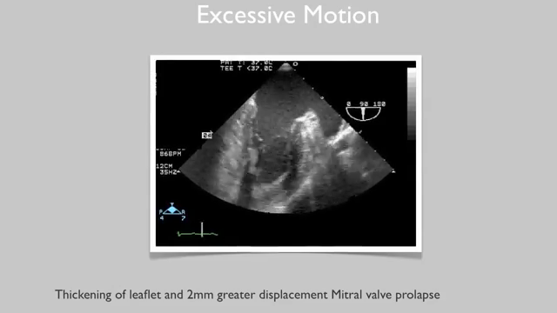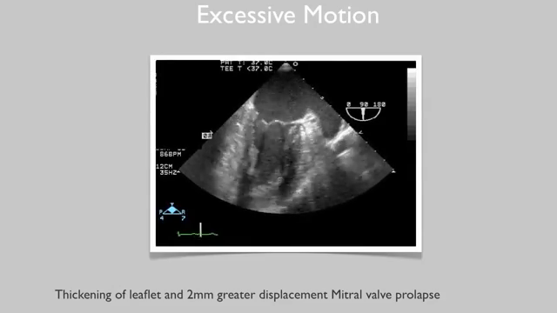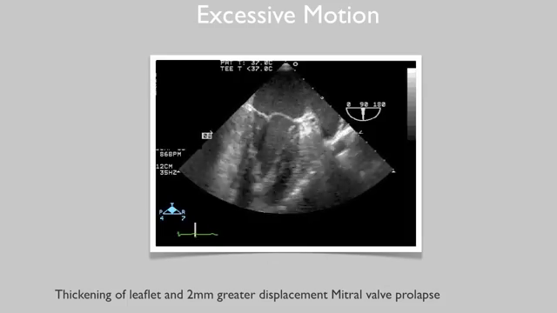Here we see another example of excessive leaflet motion or type 2 lesion. This demonstrates a typical appearance of anterior leaflet prolapse. Prolapse is defined as displacement of a portion of a leaflet greater than 2 millimeters above the plane of coaptation.